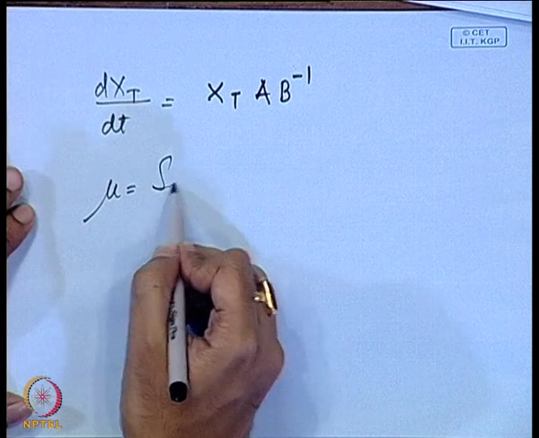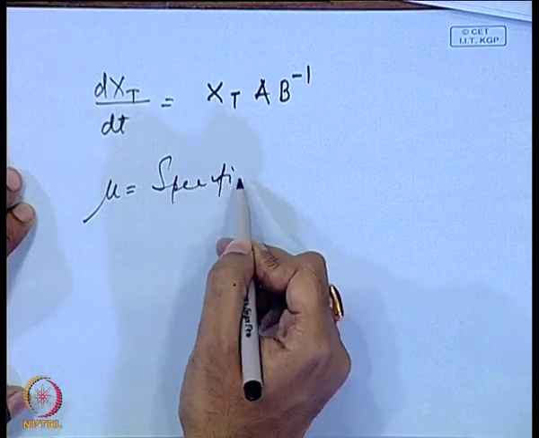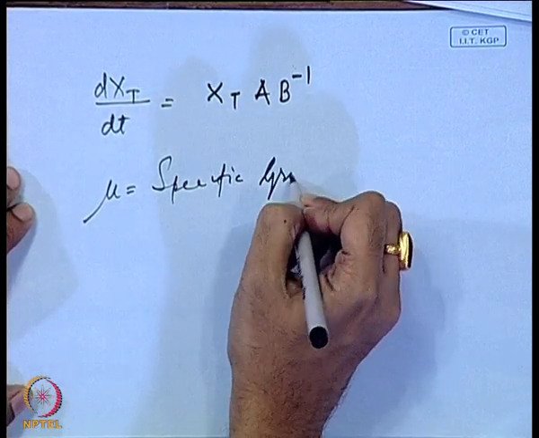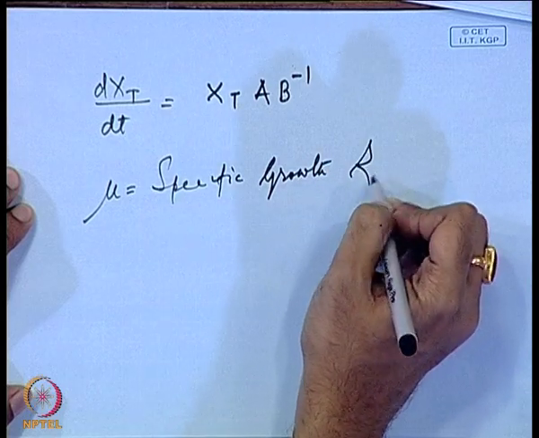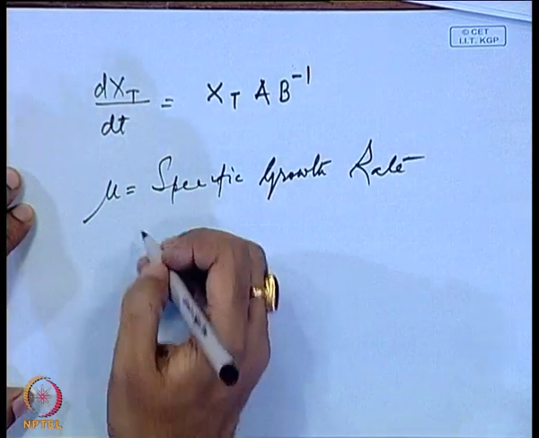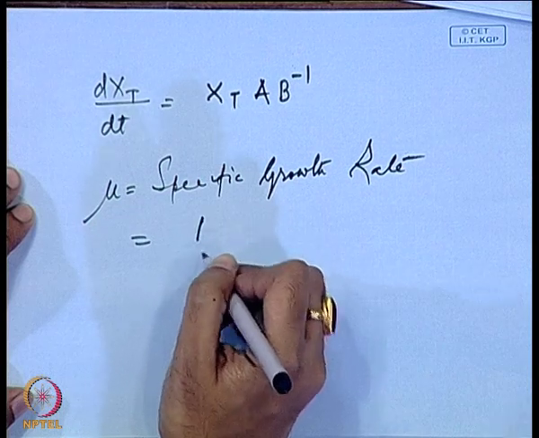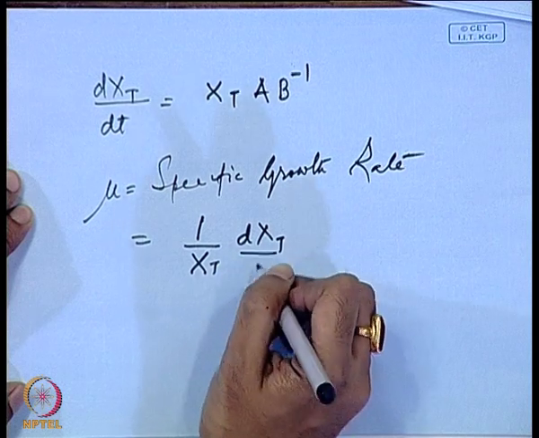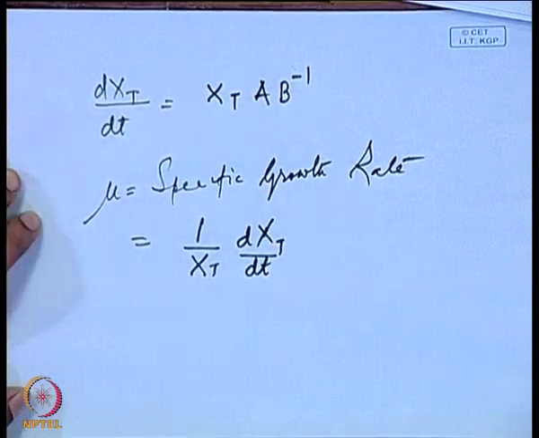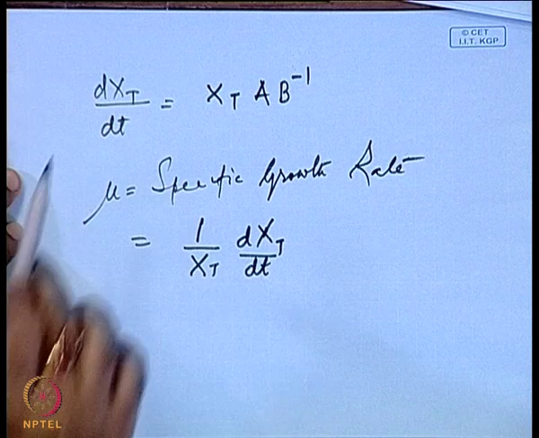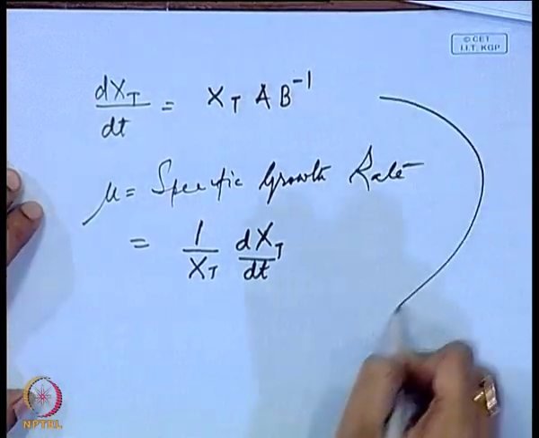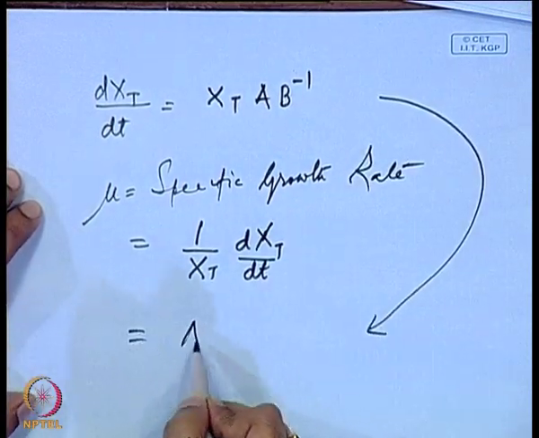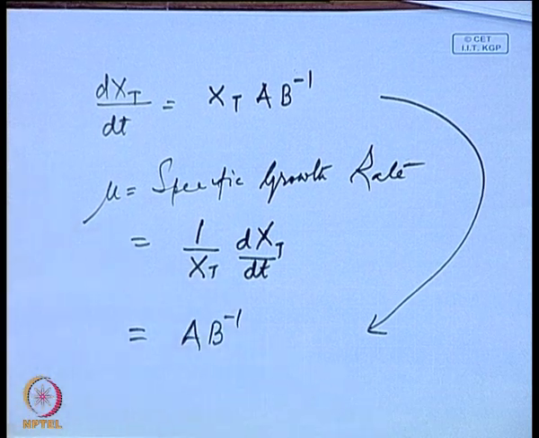Mu is the specific growth rate. How is it defined? 1 over x t times dx t dt, like a first order rate constant. Clear? So, from this equation, what do I get? Mu equals A times B inverse. So, I got my specific growth rate.